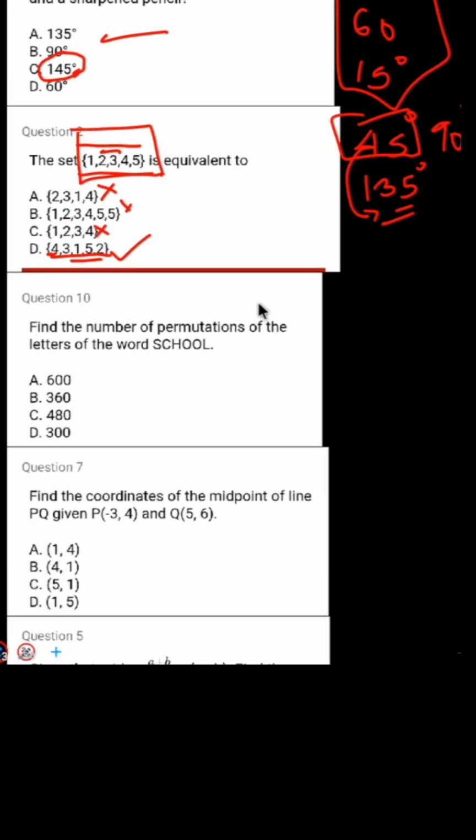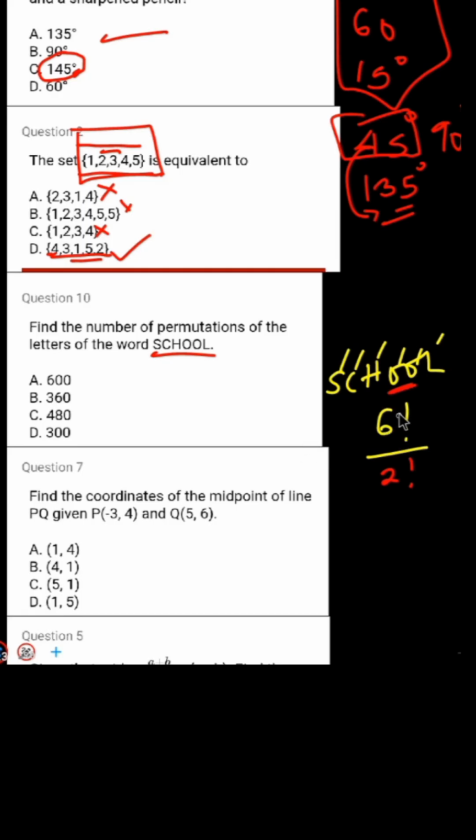For the next one, find the number of permutations of the letters of the word school. So just write out school: S-C-H-O-O-L. First of all, count the number of letters. You have 1, 2, 3, 4, 5, 6. There are 6 letters, so that will be 6 factorial divided by, then check if there's any repetition. The letter O is repeated twice, so you write 2 factorial under. You divide by the number of repetitions in that particular word.